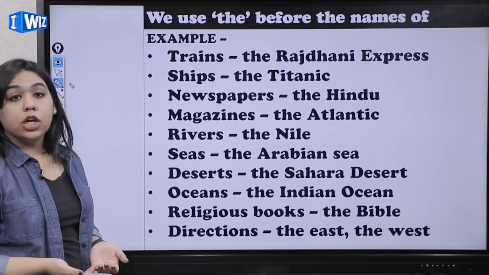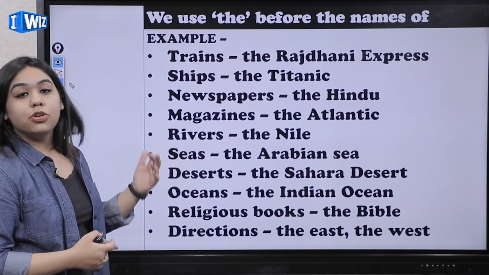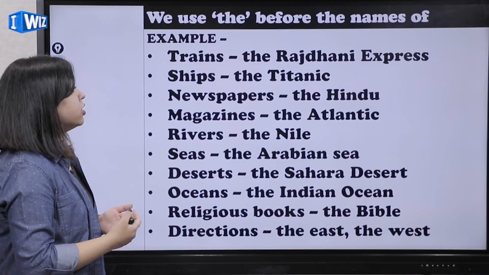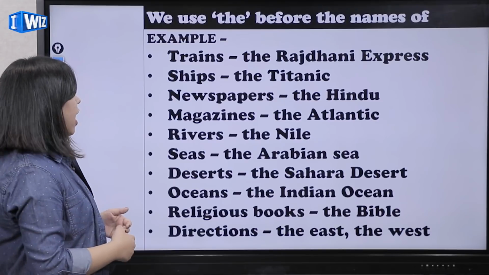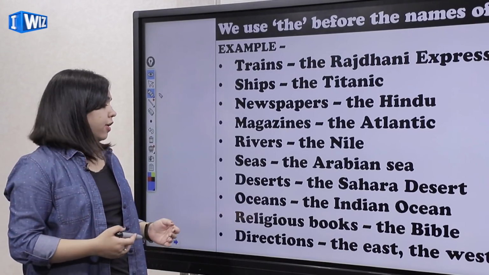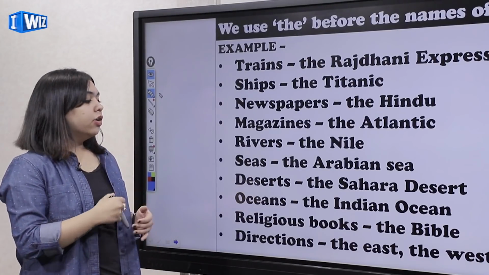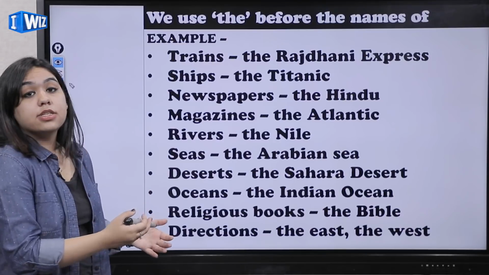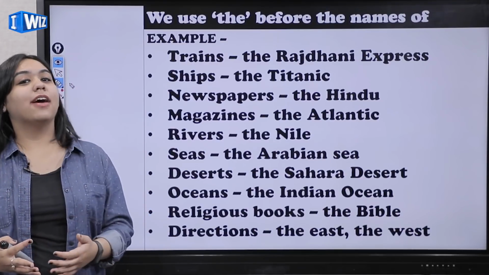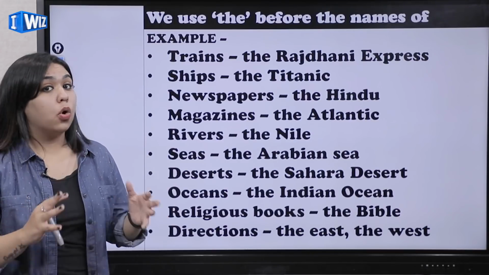The Atlantic. The Nile, it's again a river, so we are going to use the article "the". For the seas also, the Arabian Sea; desert, the Sahara Desert; the Indian Ocean; religious books, the Bible; directions. She's gone in the east, or towards the east, the west, the north, the south. For all of these we are going to use the article "the". So these are all the uses of the article "the".